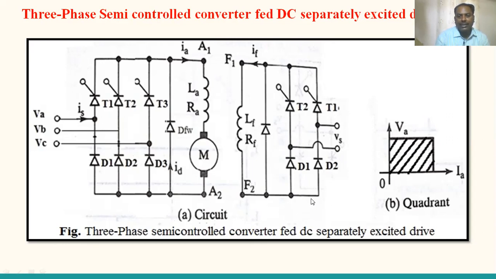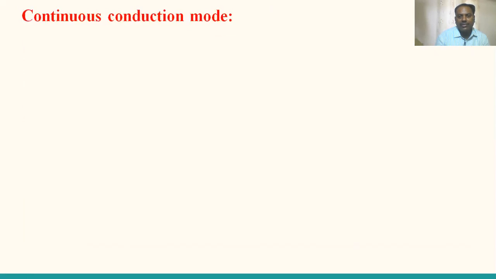Let us go after the description of the circuit to the principle of operation in continuous conduction mode. Principle of operation is generally discussed in two modes of operation. One is the continuous conduction mode, and the other is the discontinuous conduction mode. Discontinuous conduction mode is not needed for us, because it is not included in our syllabus. So you should concentrate only on the continuous conduction mode.